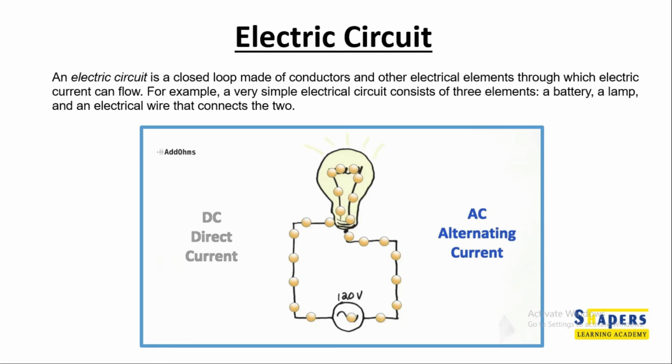Electrical circuit. An electrical circuit is a closed loop made up of conductors and other electrical elements through which an electrical current can flow. For example, a very simple electrical circuit consists of three elements: a battery, a lamp, and an electrical wire that connects the two. So here you have the lamp, here you have the electrical source, and here you have the conducting element. So the flow of electrons is the electrical circuit. This is the working of an electrical circuit.